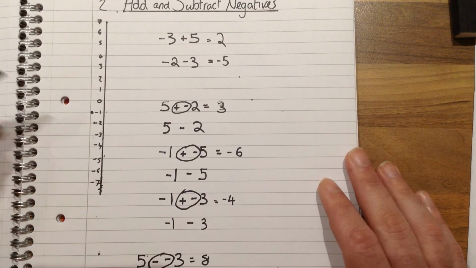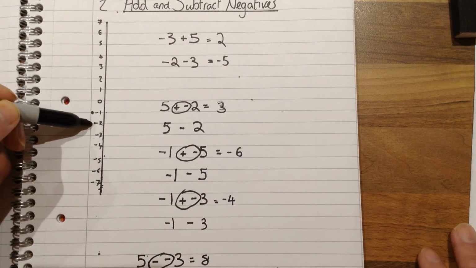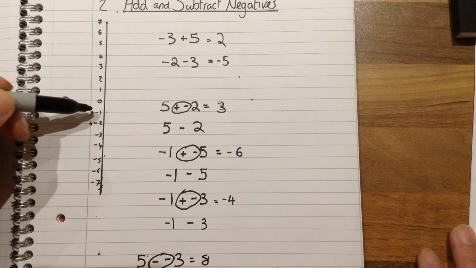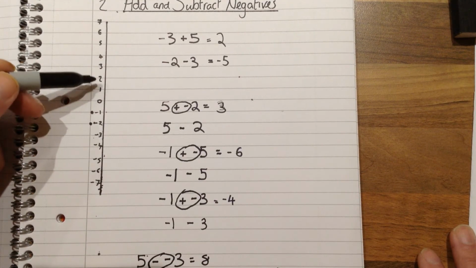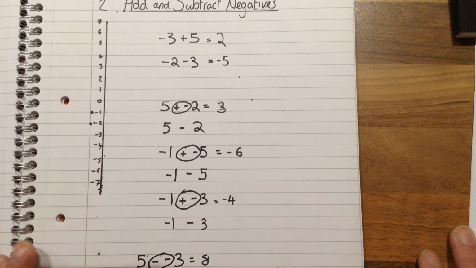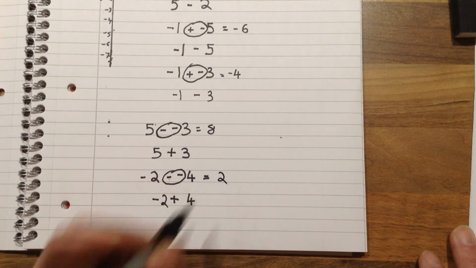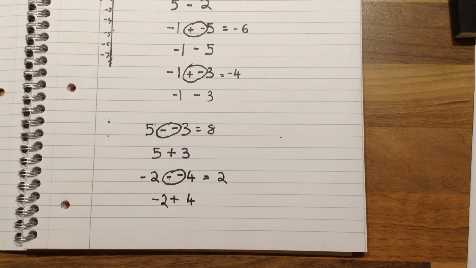So because it was minus 2, I start on minus 2. Plus 4 means that I'm moving up the number line 4 places. So 1, 2, 3, 4. This gets me to 2. So the answer to my question is simply just 2. You can now attempt the next chunk of questions.